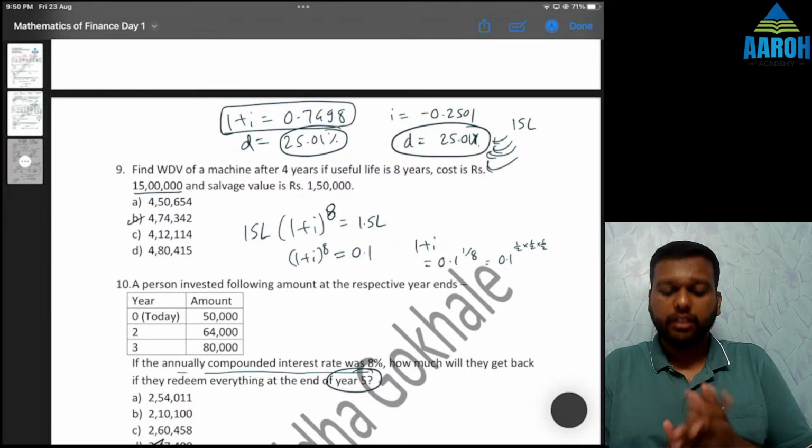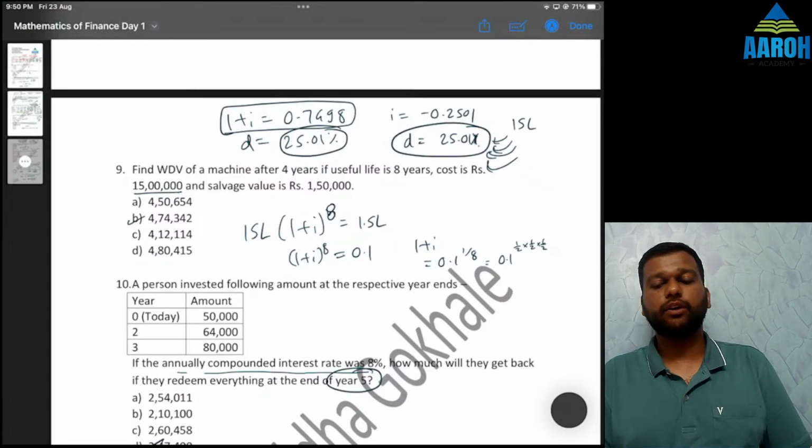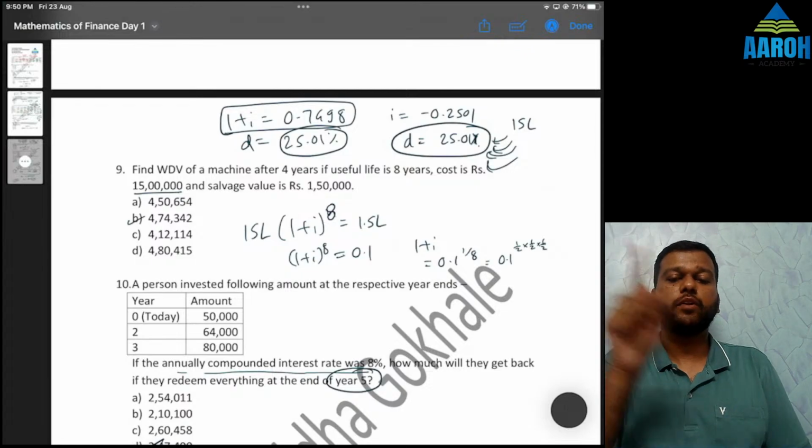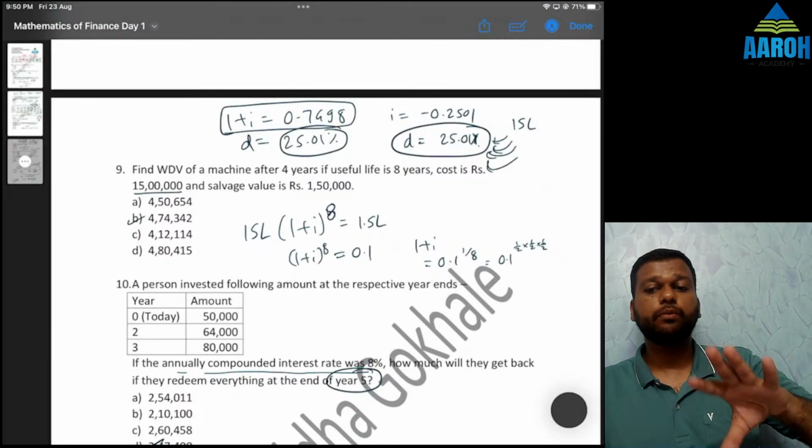Okay, fine. So we'll meet tomorrow for annuity, the most important part of this chapter. We'll see the relationship between all 4 annuity questions. We'll see how to interpret word problems, which type to use when.